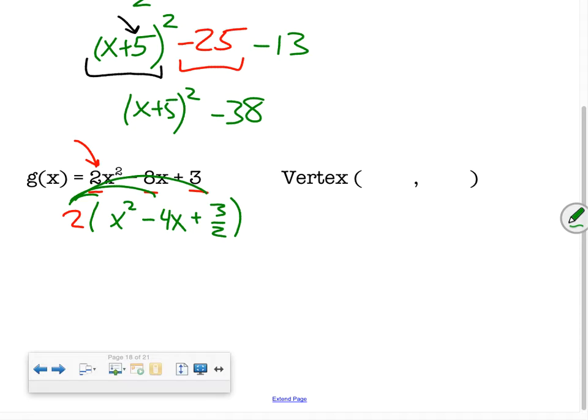Now we're going to go ahead and complete the square with everything on the inside. So we're going to divide -4 by 2 to get the perfect square piece. So we're going to have (x minus 2) squared. This is all inside the big parentheses. We got a plus 3 over 2. Not going to forget about that 2 on the outside. It's still there. It's a factor. It's actually a stretch by 2.